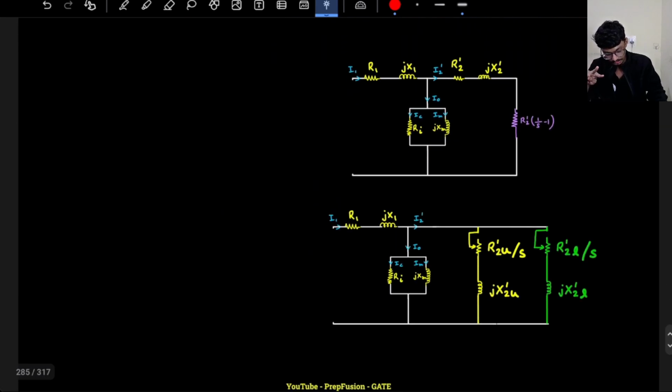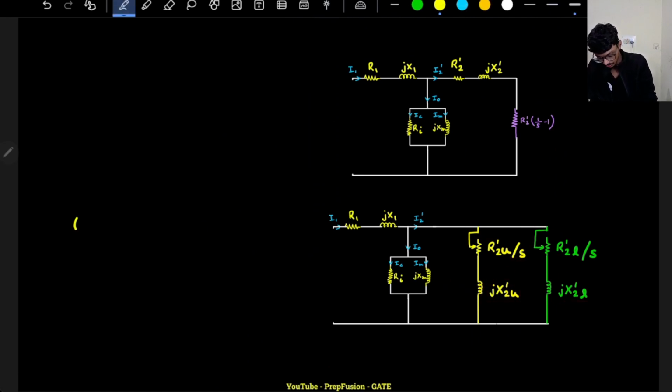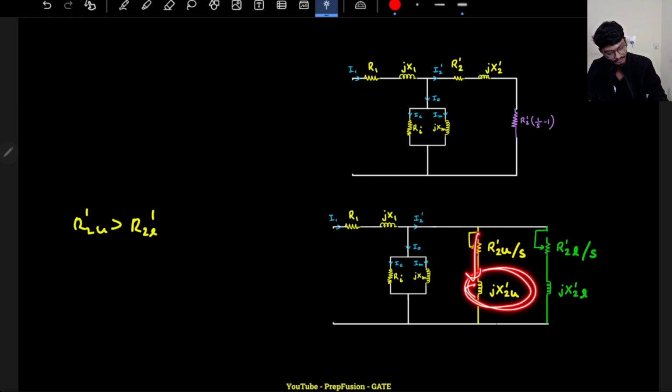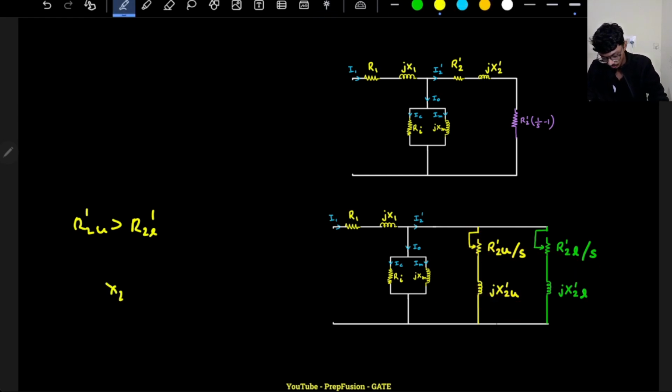So there are two resistances, R2L and X2L, and X2U, R2U. So R2' U is higher than R2' L, but at high frequency reactance will dominate. So current will be divided according to the reactance. The lower the reactance, the more current will flow. So X2U will be lower than X2L due to what? Due to skin effect.